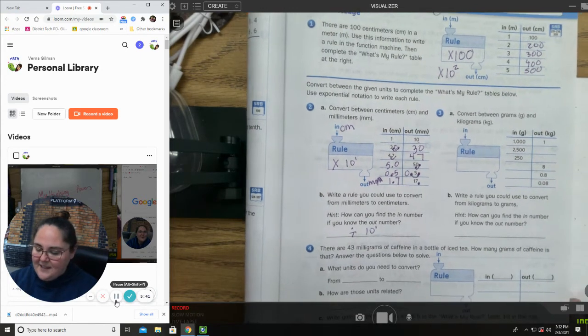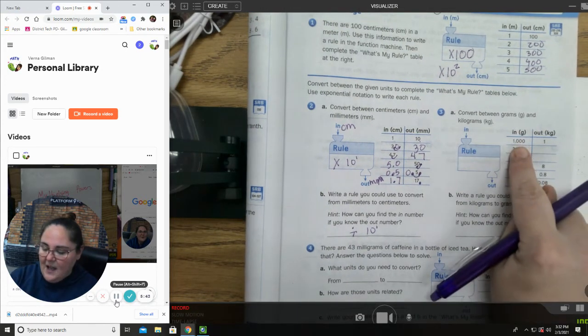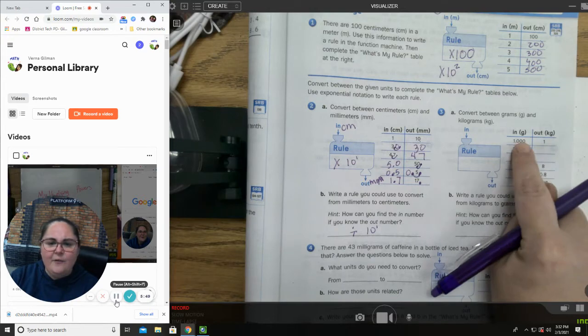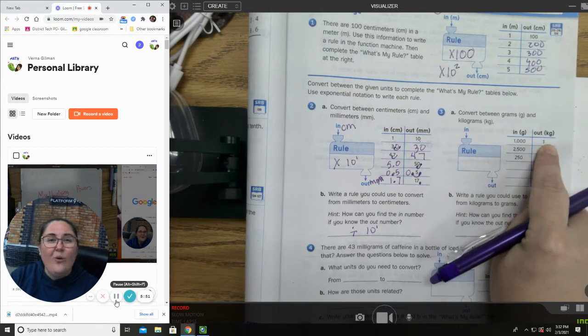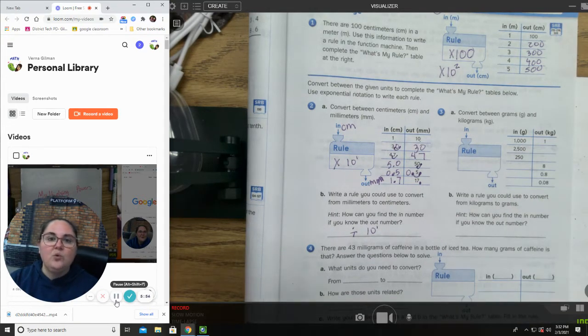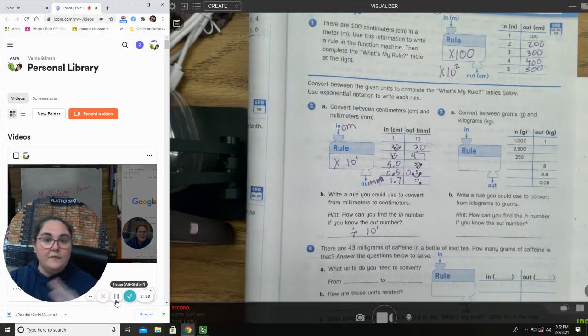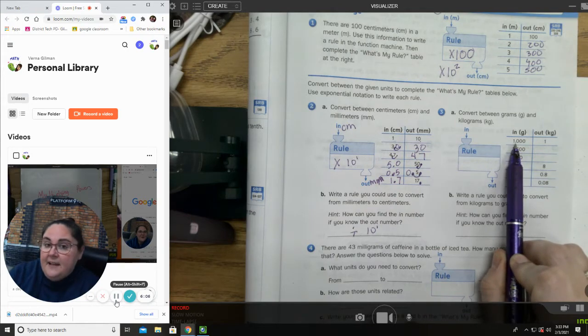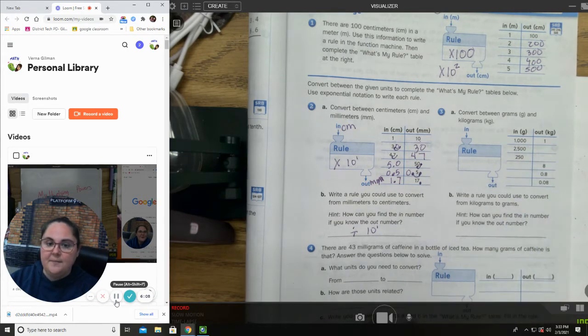Okay, let's do this next question. I have 1,000 grams equals 1 kilogram. How did I get from 1,000 to 1? What do you think my rule is going to be for this box? For this specific one, I'm going to divide by 1,000. I know that 1,000 divided by 1,000 equals 1.